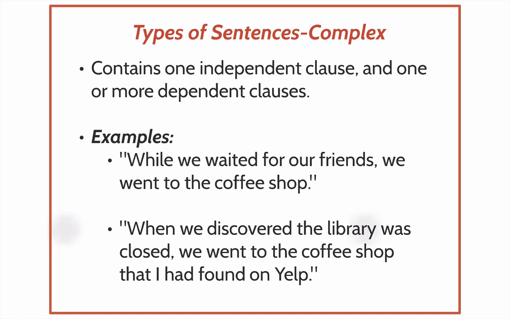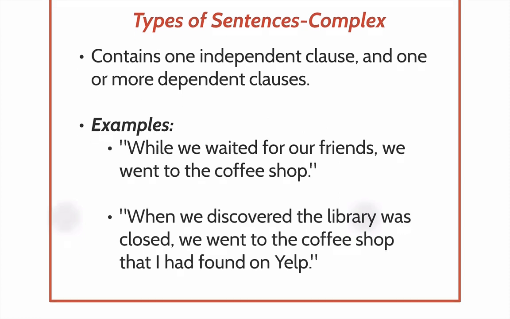The second sentence. When we discovered the library was closed, we went to the coffee shop that I had found on Yelp. So there you have an independent clause, we went to the coffee shop, sandwiched between two dependent clauses. So that one actually has two dependent clauses. When we discovered the library was closed, that I had found on Yelp. There's a subject, there's a predicate in each of those, but they couldn't function as standalone sentences.